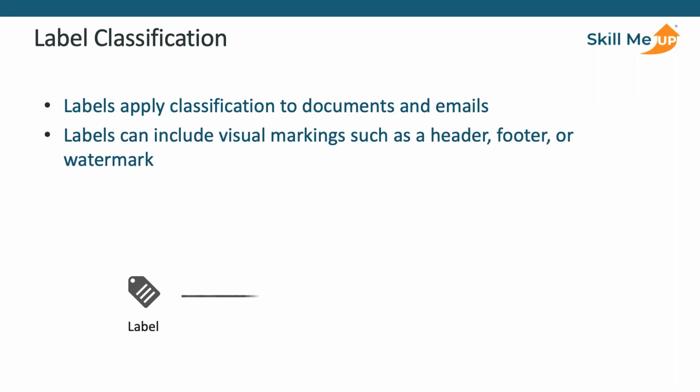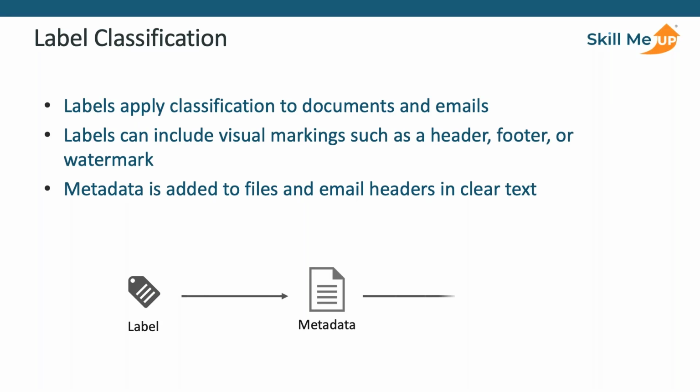So label classification can be applied to documents and emails. The key is here that labels can include visual markings and headers, footers, or watermarks also. Metadata is then added to files and email headers in clear text. So you get this balance of a document and then metadata wrapped around it, which then is the protected document at that point.